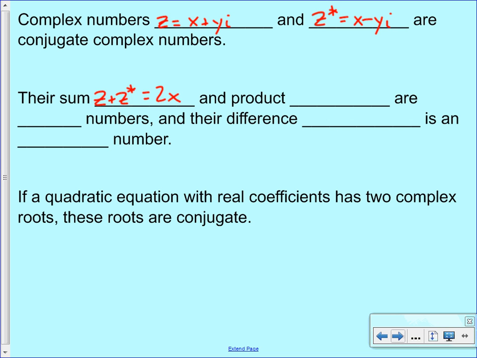And what if you multiply them? It's equal to x squared plus y squared, because that brings us back to the sum of squares again. Right? So when you multiply, that's why we have to multiply by the conjugate, because it transforms an imaginary number to a real number. And if you subtract z minus z star, what would you get? 2yi.